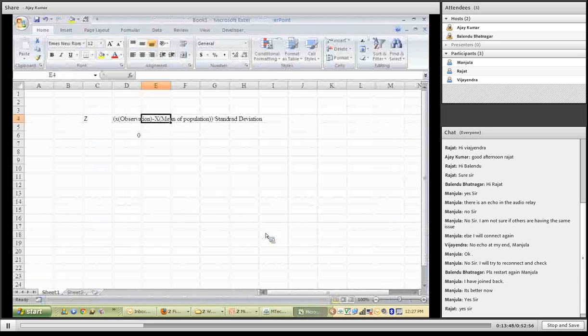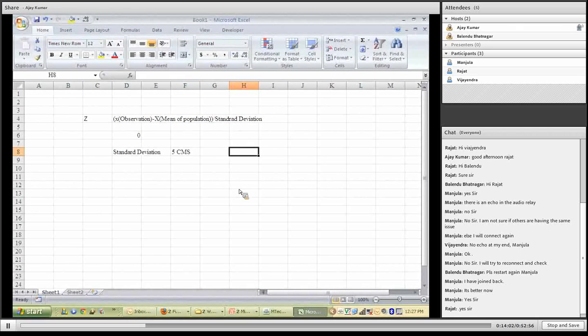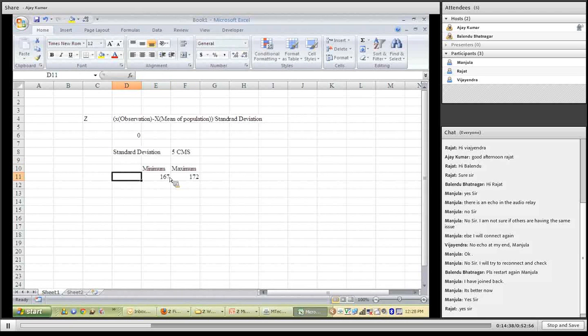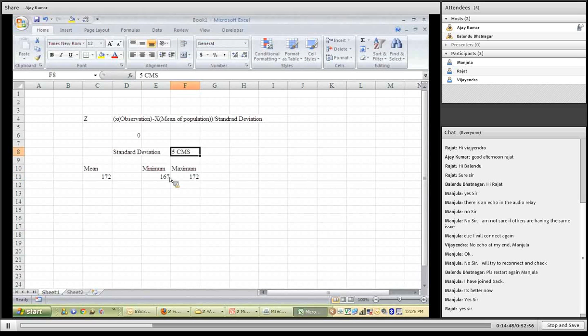Now suppose my standard deviation here is 5 centimeters. That would mean that on average, if the mean height of the entire class is 172 centimeters, the spread of the height of the class is 172 plus 5, which is 177, and 172 minus 5, which is 167. So the range in which most of the class height lies is 167 to 177. This is the maximum part and this is the minimum part. I know the standard deviation is 5 centimeters, so essentially from 172 I have subtracted 5, and hence I am coming to a figure of 167.